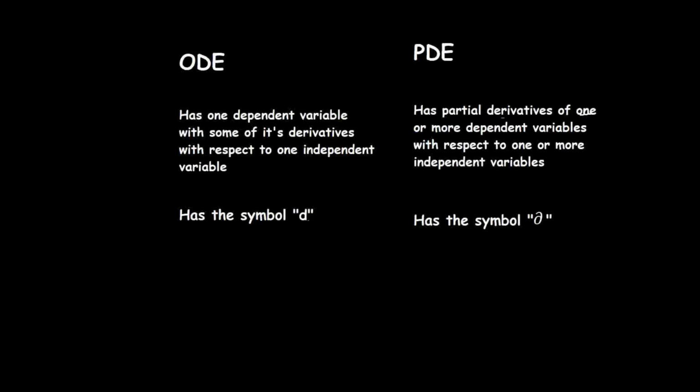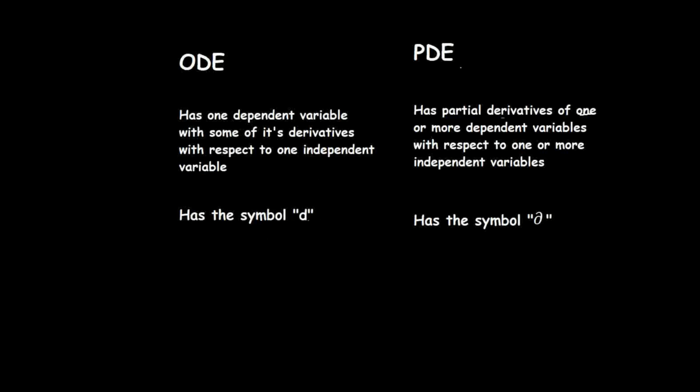In this lesson, we are going to learn about ordinary differential equations and partial differential equations, which are types of differential equations. We are going to look at how to differentiate between these types of differential equations. Ordinary differential equations have one dependent variable with some of its derivatives with respect to one independent variable, and they have the symbol d.